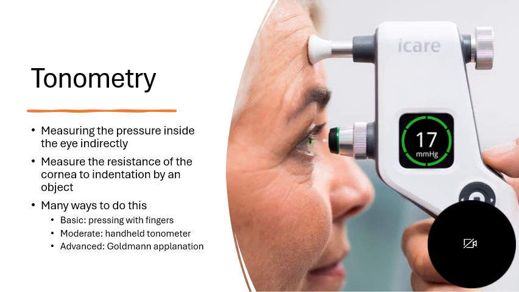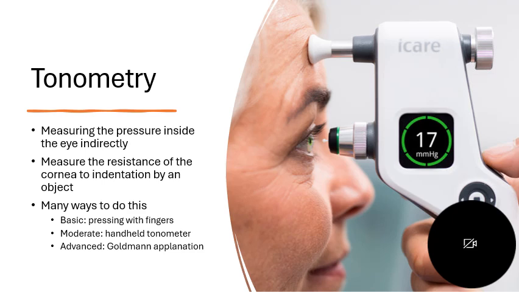The most basic way to do this is to have someone close their eye and press on it with your fingers. And after you have seen many patients, you are able to have a sense of what pressure is normal and what an eye that is very hard will feel like and an eye that is very soft will feel like. The moderate, easy way to do it is with a handheld instrument that is slightly more accurate, like the one on the right, which pushes a small little probe quickly against the cornea, so quick the patient cannot even feel it, and it measures the resistance to indentation.